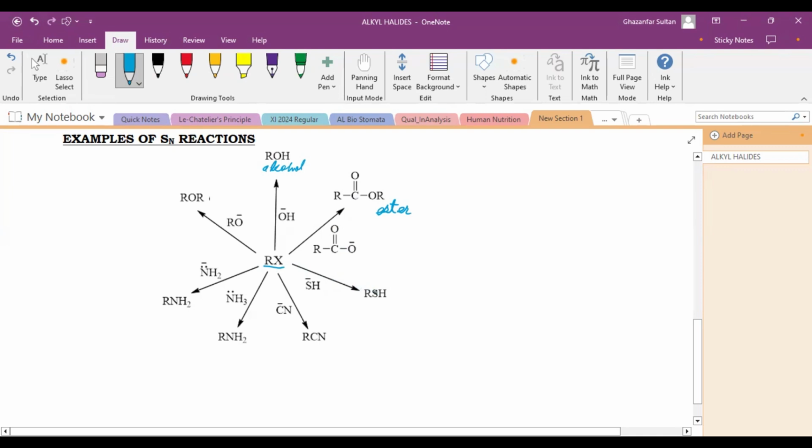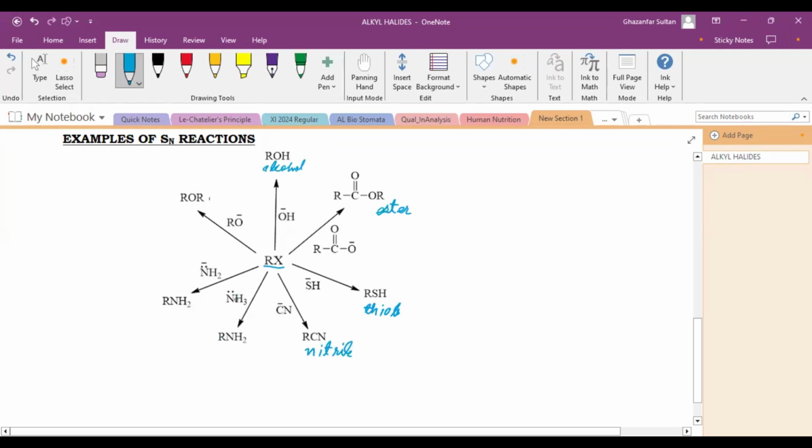It can also undergo nucleophilic substitution reaction with the thiol group, and ultimately it gives alkane thiols. Generally we can say thiol. And the reagent is the SH salt of alkali metals. Similarly, using potassium cyanide or sodium cyanide, we can convert an alkyl halide into nitriles. So the general name for the CN group is nitrile.